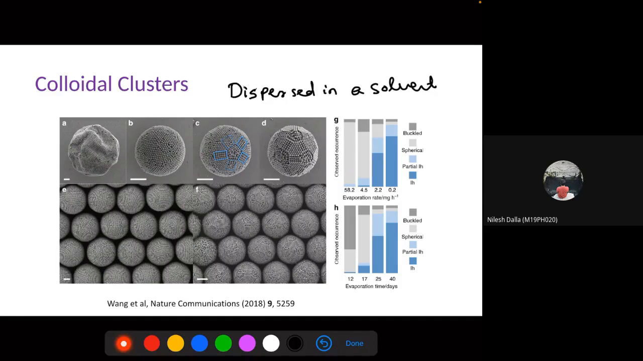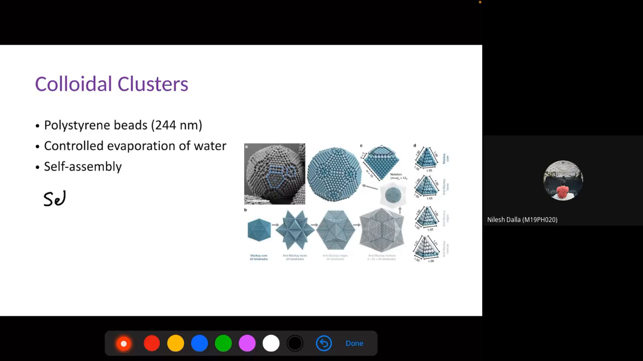Okay, so how do you do that? One of the typical or simplest possible ways is known as self assembly. Oh yeah, I have written it down already. So this is self assembly or self organization.